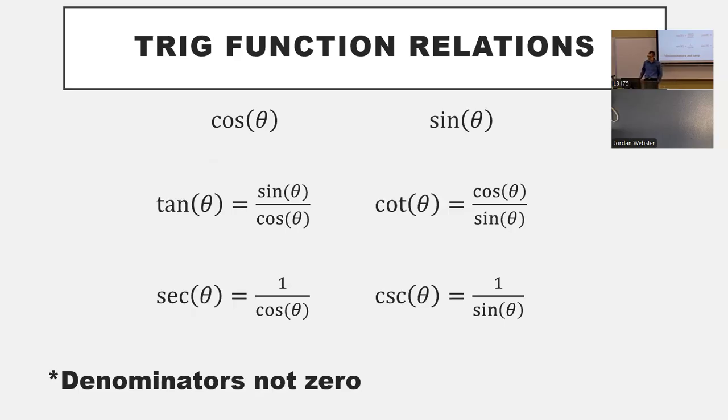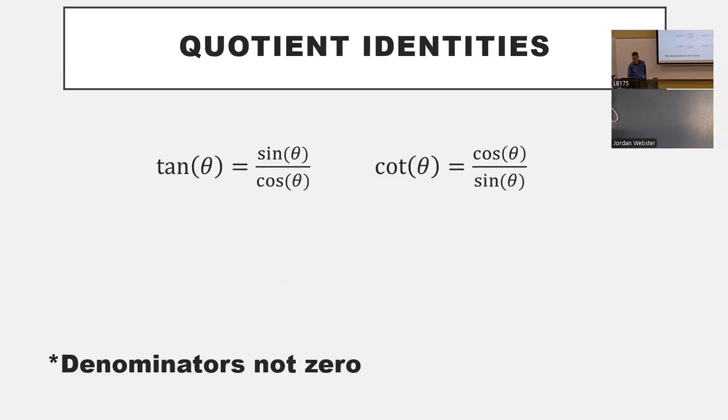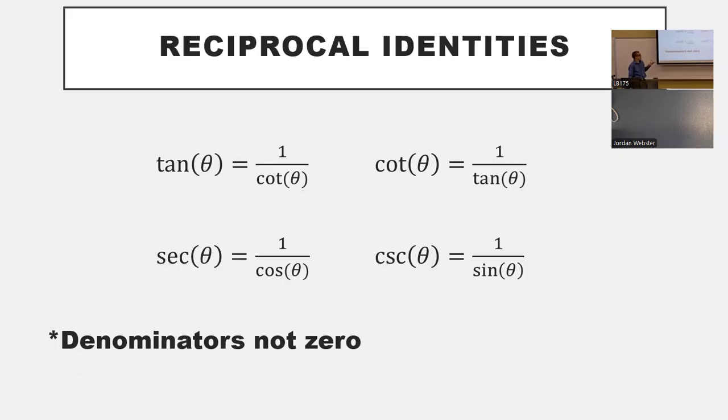That means tangent and cotangent are reciprocals of each other. Secant and cosine are reciprocals of each other. Cosecant and sine are reciprocals of each other. So tangent and cotangent, those are called the quotient identities. What we just said, these are the reciprocal identities.